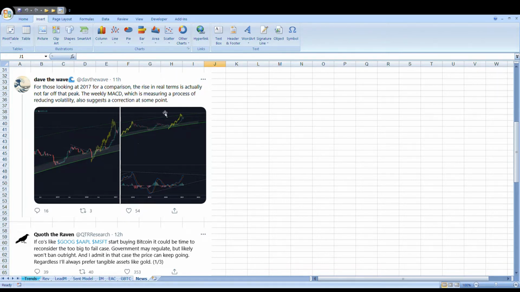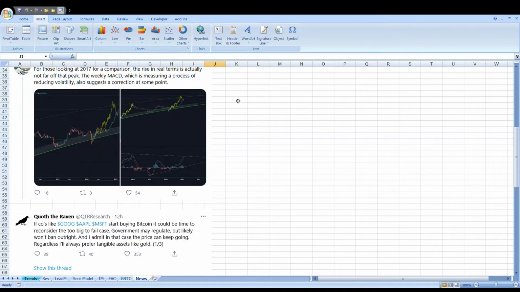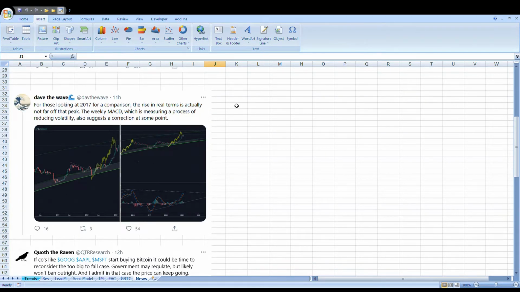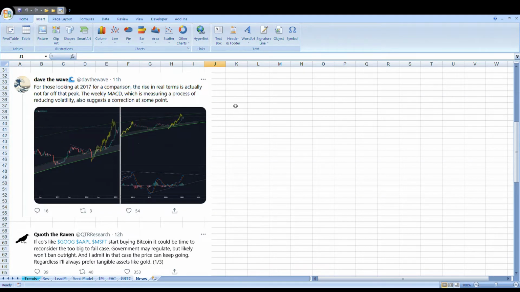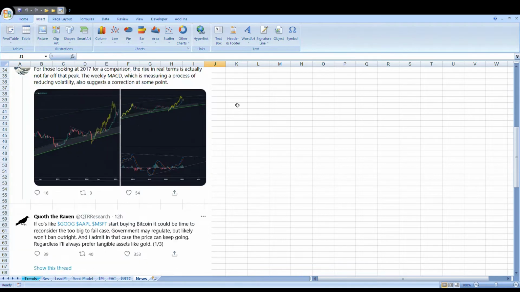It doesn't mean that we're going to follow the exact same path. Superimposing 2017 over the current price action and then saying, well, that's what we're going to see, I find that dangerous, because then the human mind looks for the exact same outcome, and rather than adapting to the evolution of the trade, you're just looking for what you want to see.